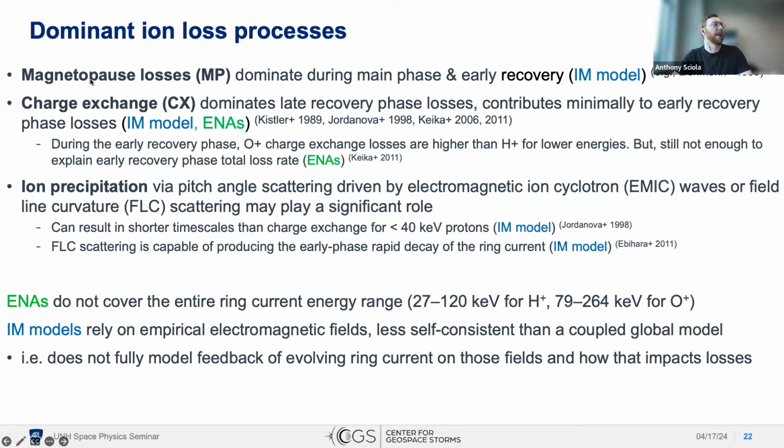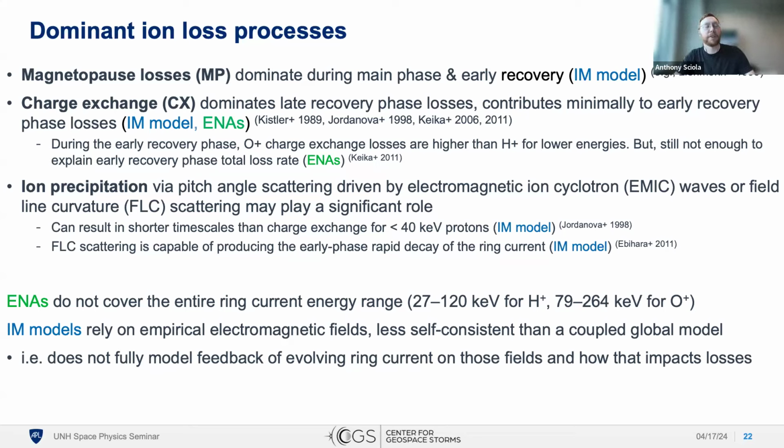Again, we know that the dominant loss process during the main phase is due to magnetopause losses, and it is expected to contribute to some degree to the early recovery phase. During the late recovery phase, charge exchange of H+ dominates, although you also have O+ in there with a faster charge exchange rate, and so it's unclear how much that contributes to the early recovery phase sort of decay of the ring current.